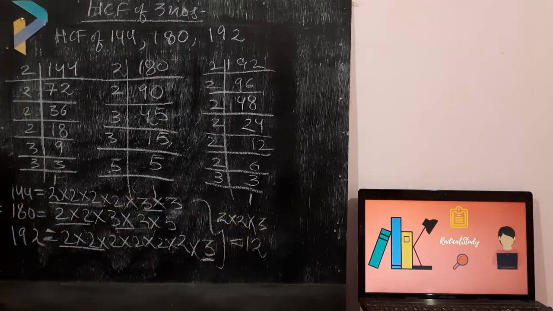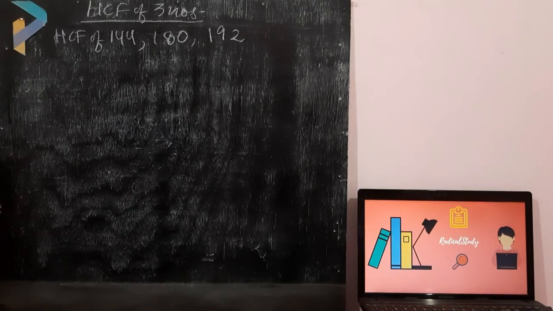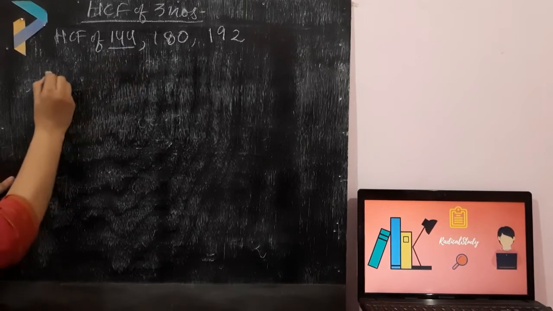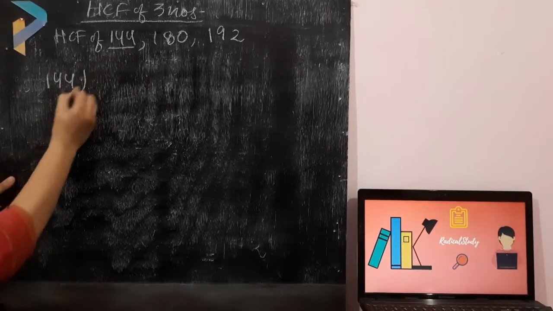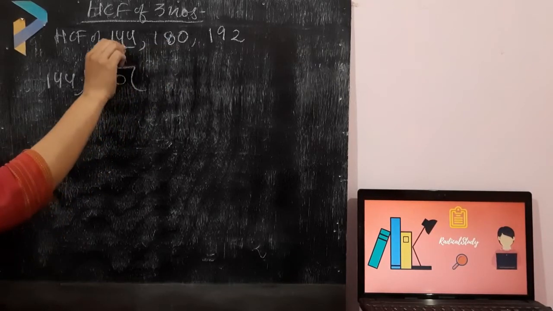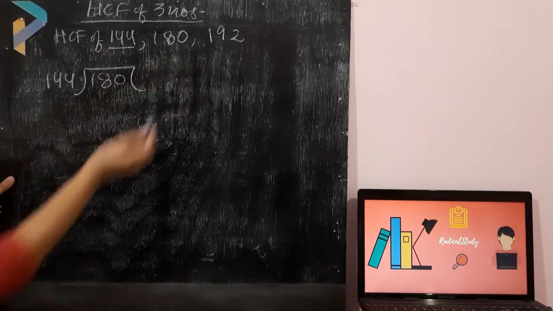Now I am going to explain to you the HCF of these three numbers by the division method. So please pay attention. Earlier I explained it by prime factorization. Now I am going to explain by the division method. As per the division method, we have to take two numbers. The smallest one is 144. So I am going to divide 180 by it, which is the next number, bigger than 144 but smaller than 192.